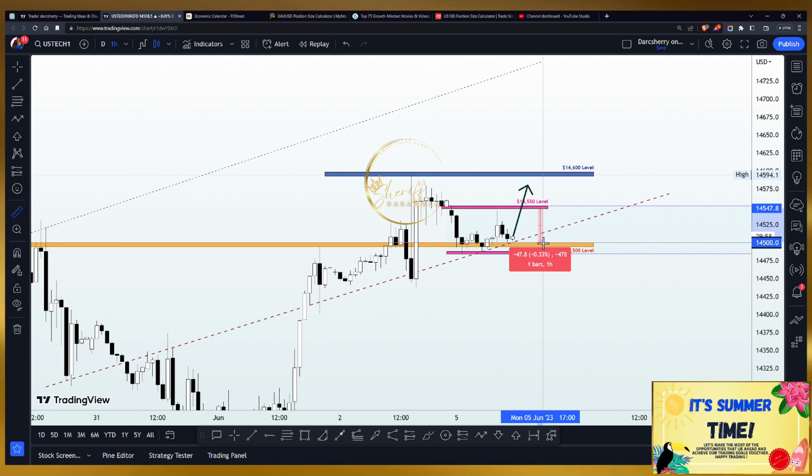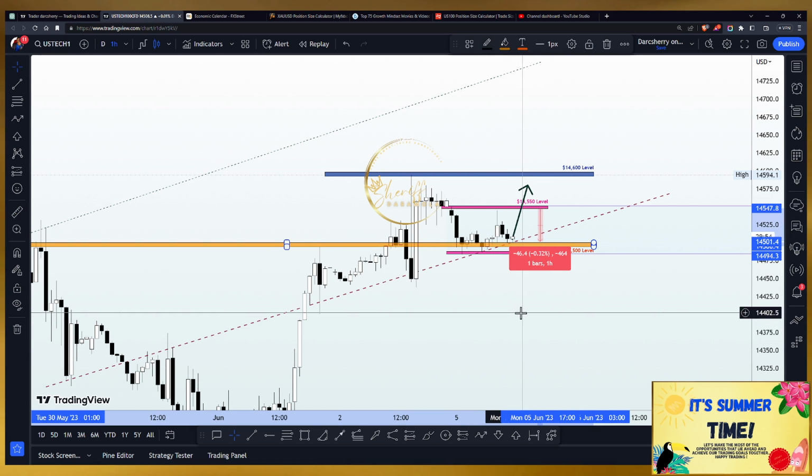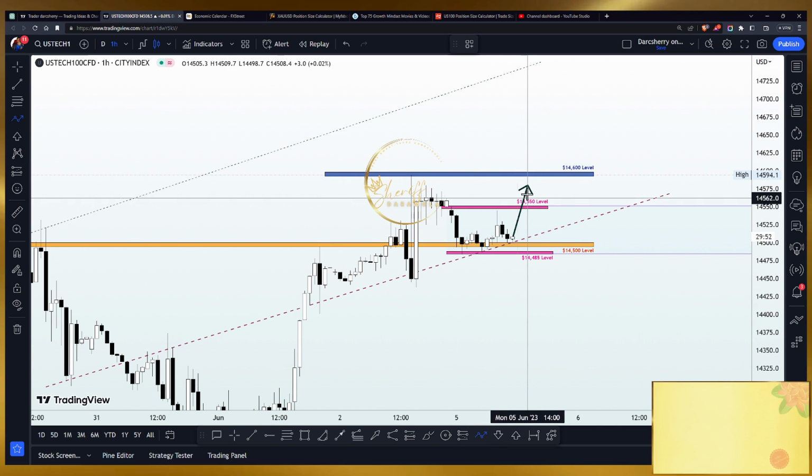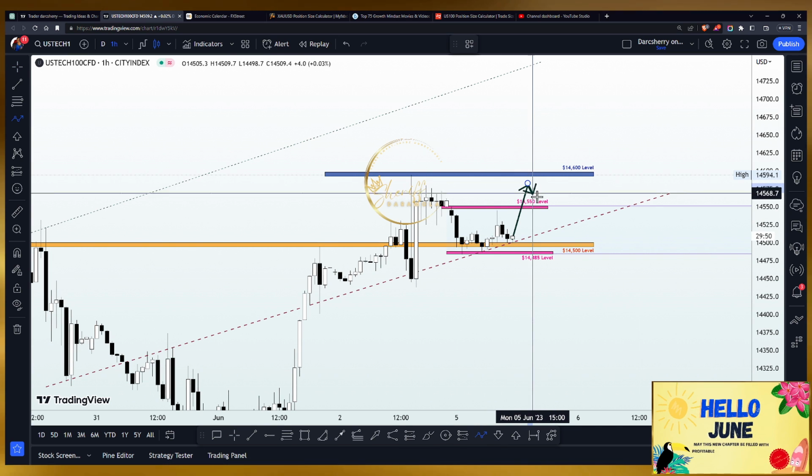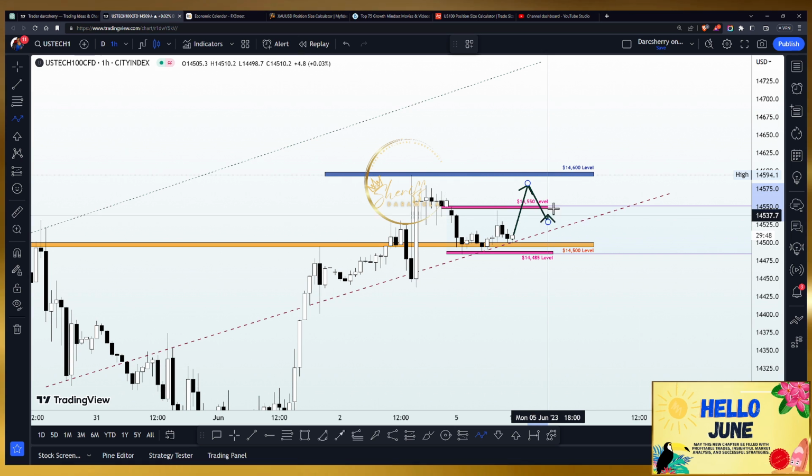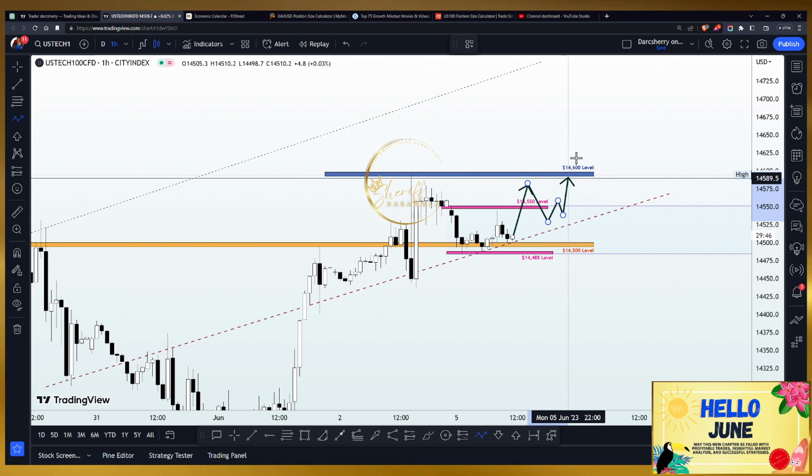So anywhere around the key level, giving us about 45 to 50 pips stop loss on this one. A breakout will trigger our buy position, and there is a chance that price action could come back, retest structure or the trend line to incite another wave.